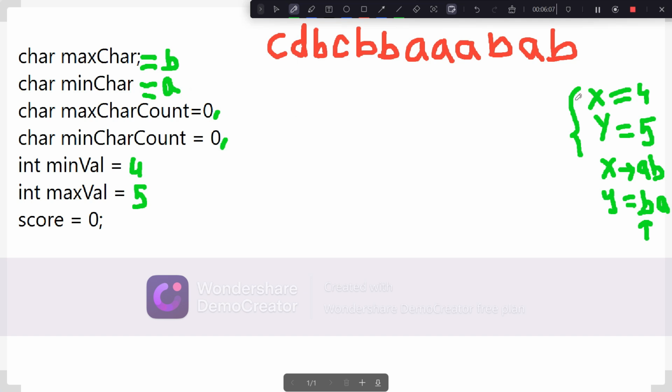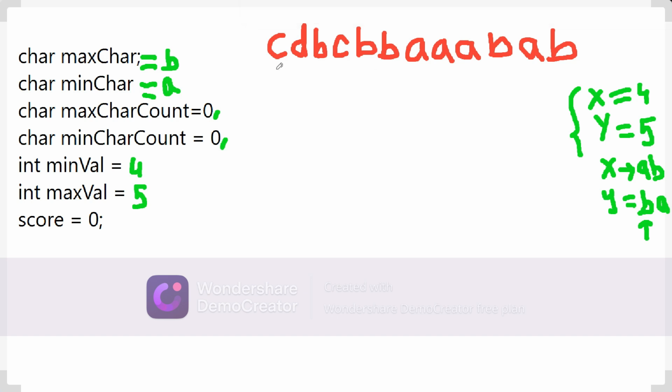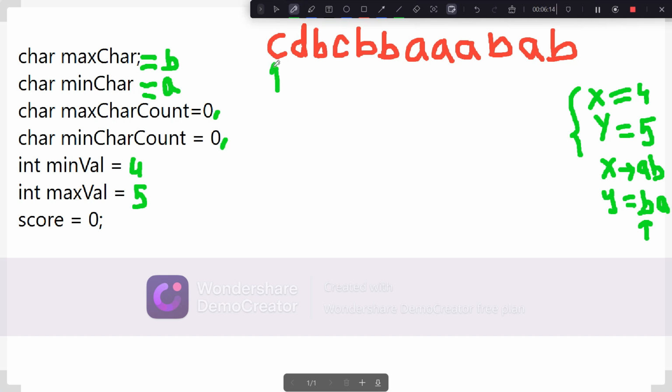So we are traversing through it. First of all, it is C. C is neither A nor B, so nothing would be changed. We will keep everything as it is. Then it is D. Nothing would be changed because max char count and min char count are 0. So nothing would happen. Now it is the first time B is coming. B is our max char. So now max char count will become 1, right?